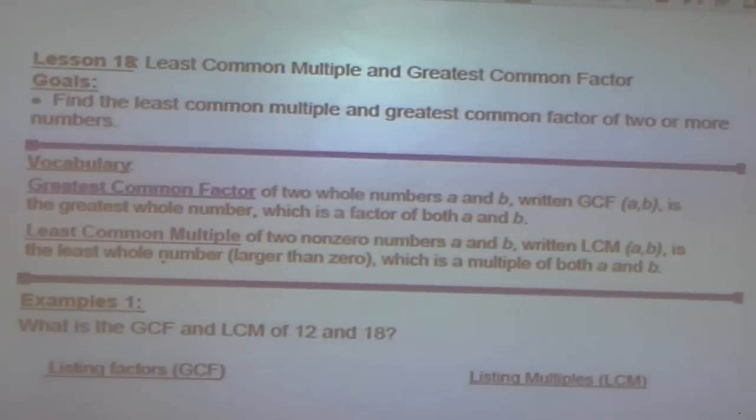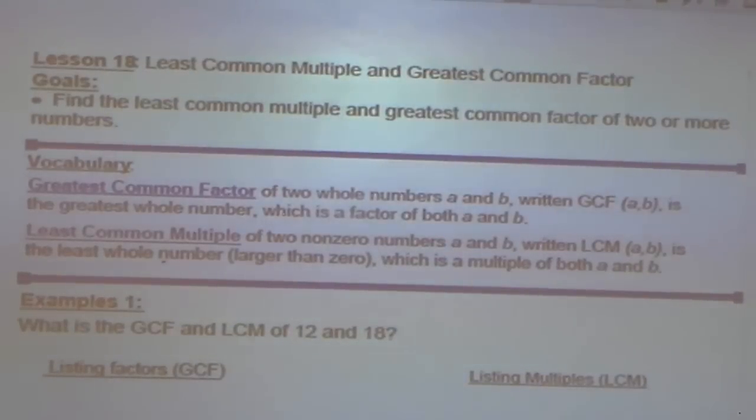Lesson 18, Least Common Multiple and Greatest Common Factor. Goal: find the least common multiple and greatest common factor of two or more numbers. Vocabulary: the greatest common factor of two whole numbers, A and B, written GCF(A, B), is the greatest whole number which is a factor of both A and B.